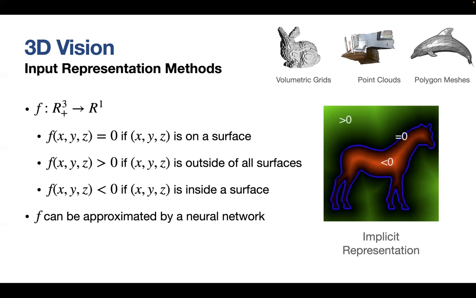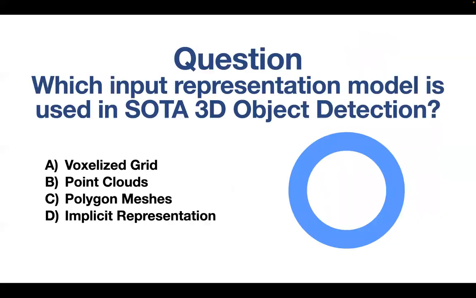So if our neural network fits this function for the specific object, then we can just query this neural network for all the points. We can get the distance to the surface, and then we can generate our object. This is also one of the methods that there are so many works on, but this is not one of the best performing methods, especially in 3D detection.